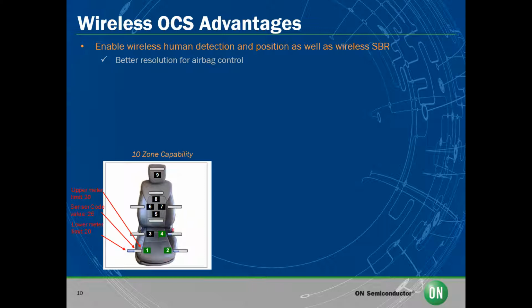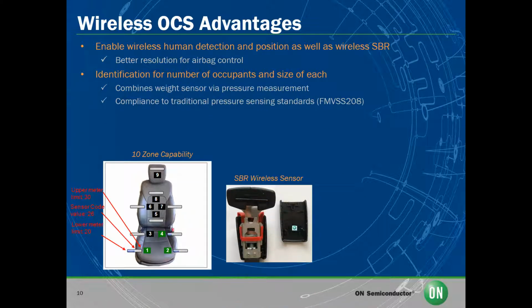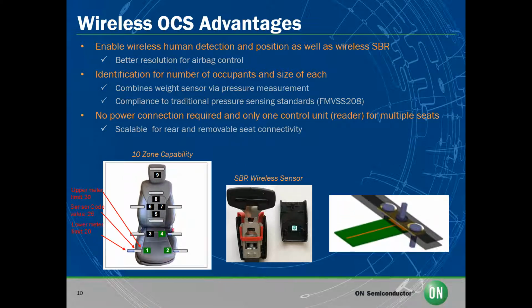With the improved detection from multiple sensors interacting through the same system, this leads to achieving a better resolution for airbag control. By combining the pressure and weight sensors, you can provide better safety to consumers through more accurate airbag deployment depending on the size and position of the occupant. And because there is no power requirement for the sensors, they can easily be placed in both movable and removable seating depending on whichever need you have in your application.